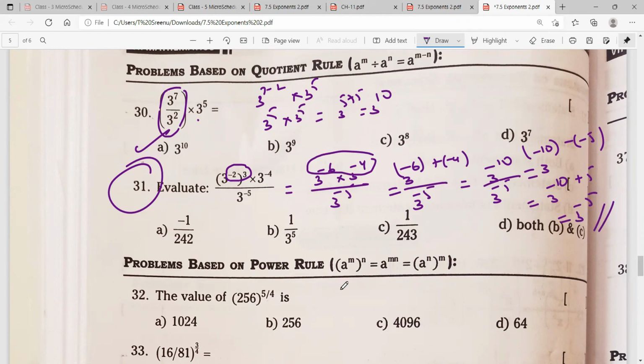3 power minus 5 we can also write as 1 by 3 power 5. 1 by 3 power 5 in the sense 3, 5 times we multiply, we get 243. C and B both are correct. Right, children?